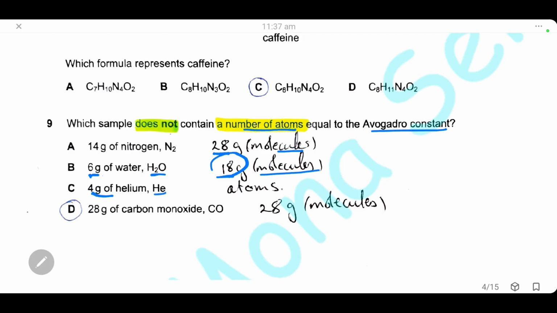And for helium, helium is a noble gas. It is made from a single atom. It's monoatomic. So 1 mole of helium contains 4 grams of helium atoms. 4 grams, Avogadro's constant of helium atoms. So 4 grams of helium contain a number of atoms equal to Avogadro's constant. Finally, we will get to carbon monoxide. 1 mole of carbon monoxide contains 28 grams of carbon monoxide molecules. So to have the same number of atoms, we have to divide it by 2, and here we didn't divide it. It is the same. 28 grams of carbon monoxide will not contain a number of atoms equal to Avogadro's constant. So the answer will be D.